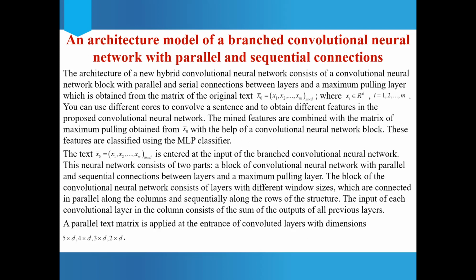The text X0 is entered at the input of the branched convolutional neural network. This neural network consists of two parts: a block of convolutional neural network with parallel and sequential connection between layers, and a maximum pooling layer. The block of the convolutional neural network consists of layers with different window sizes, which are connected in parallel along the columns and sequentially along the rows of the structure. The input of each convolutional layer in the column consists of the sum of the outputs of all previous layers. A parallel text matrix is applied to the entrance of convolutional layers with dimensions 5D, 4D, 3D, and 2D.